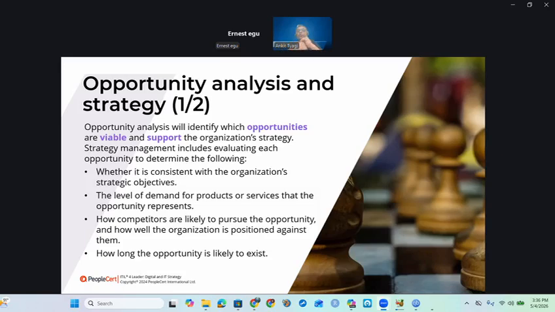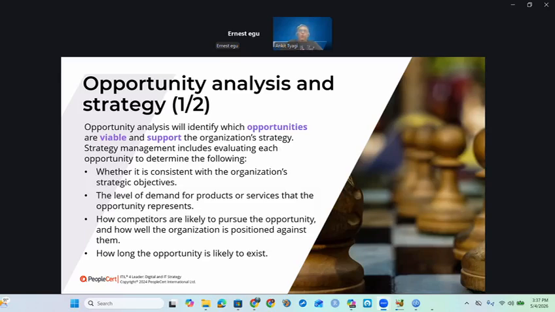Strategy management includes evaluating each opportunity to determine the following: whether it is consistent with the organization's strategic objectives, the level of demand for the product or the services that the opportunity represents, how competitors are likely to pursue the opportunity, and how well the organization is positioned against them, and for how long the opportunity is likely to exist.